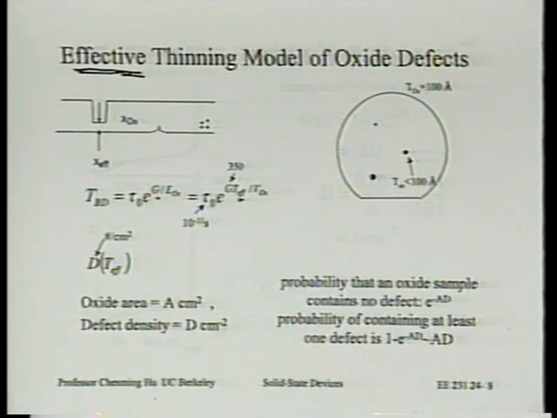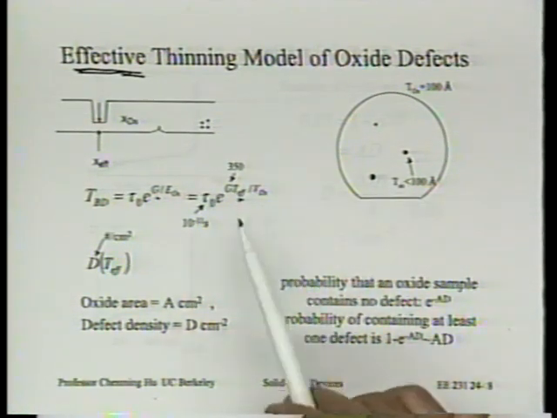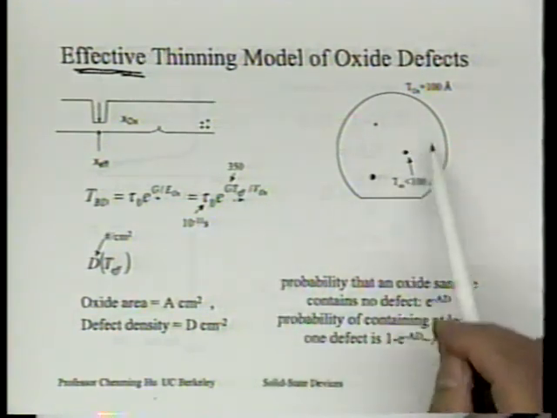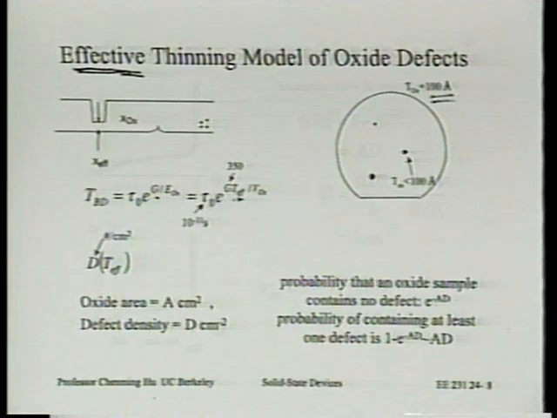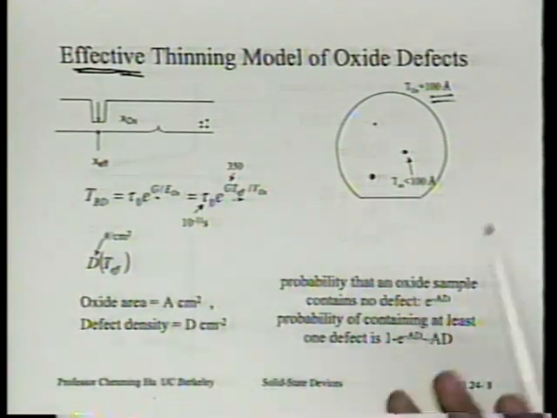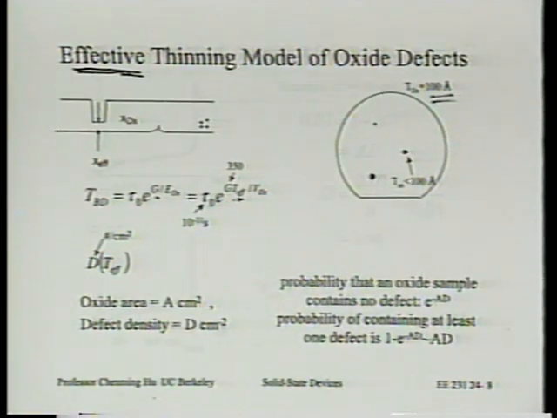Suppose you can do that. Then now we have a way of modeling the defect. That is, this T effective is a variable. They're always smaller than the nominal thickness. Right? How much smaller is the measure of the severity of the defect? So that's called the effective thinning model.